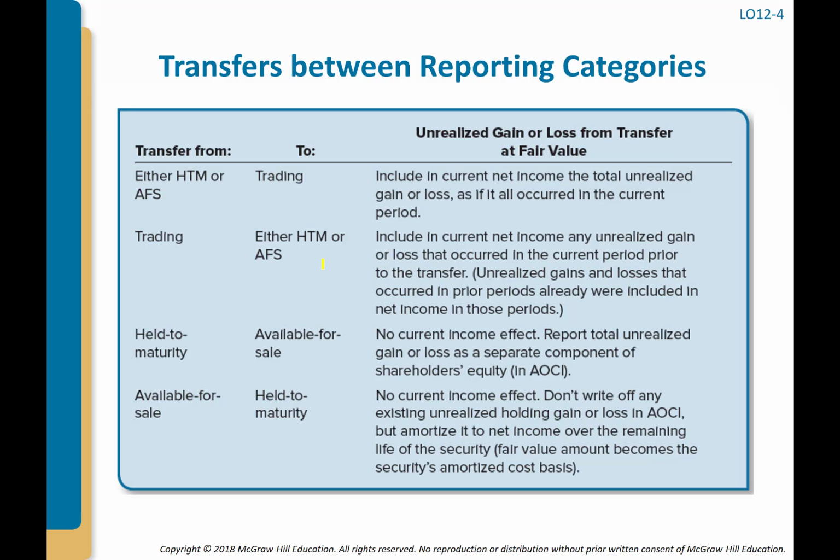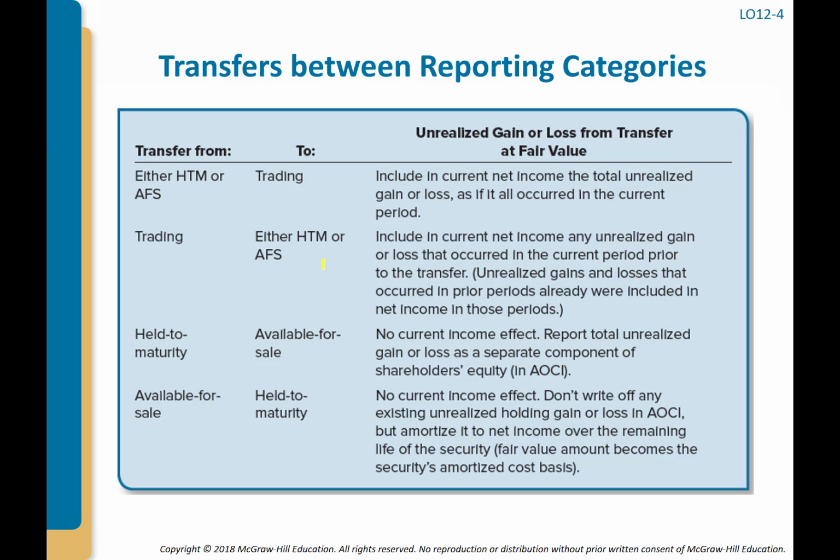Okay, now this last one, well, what if you're available for sale and you go to held to maturity? What should you do? Well, they tell us that any amounts that are sitting in OCI should at that time be amortized into net income over the period left outstanding on that. Obviously, if you're putting it into held to maturity, it's got to be a bond, right? So it has a fixed maturity date. Okay, and so what happens?